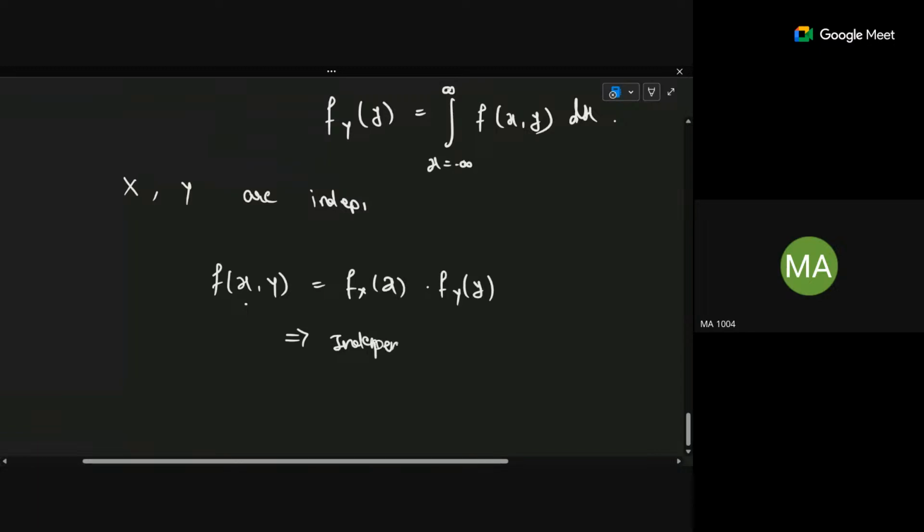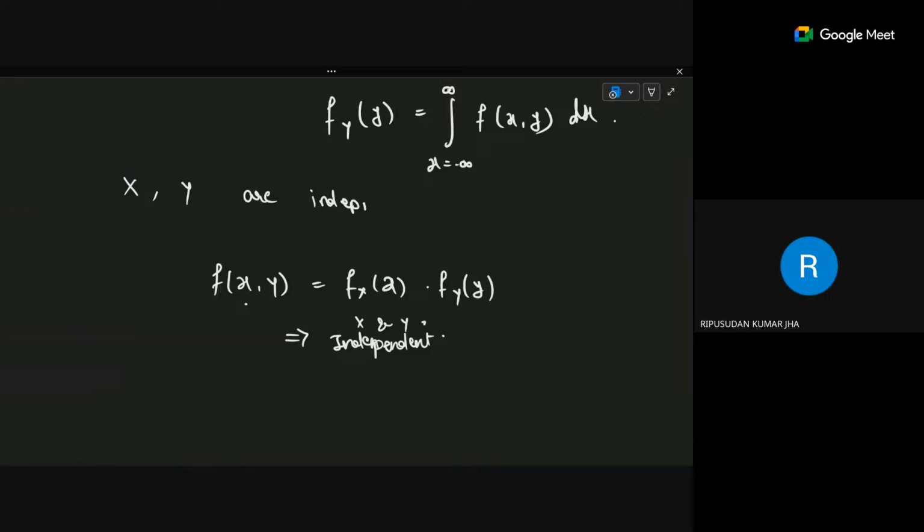Independent random variables, fine. Once you know x and y are independent, we know that the covariance will be 0, and there are a lot more things that we have learned.